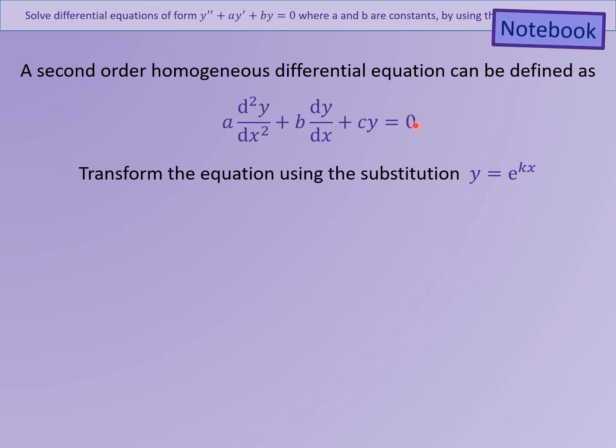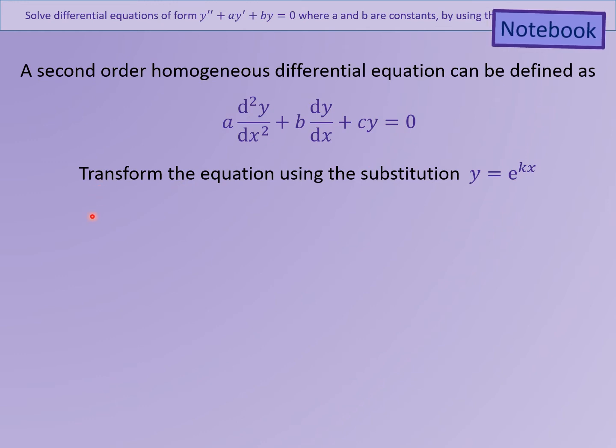Obviously 0 does not count. You could argue that 0 times y is still 0. So there's a y value in each of these three parts. So this is what we can call a second order, because its highest order is the second derivative. And it's homogeneous because you've got the y dependent variable in every part of it.